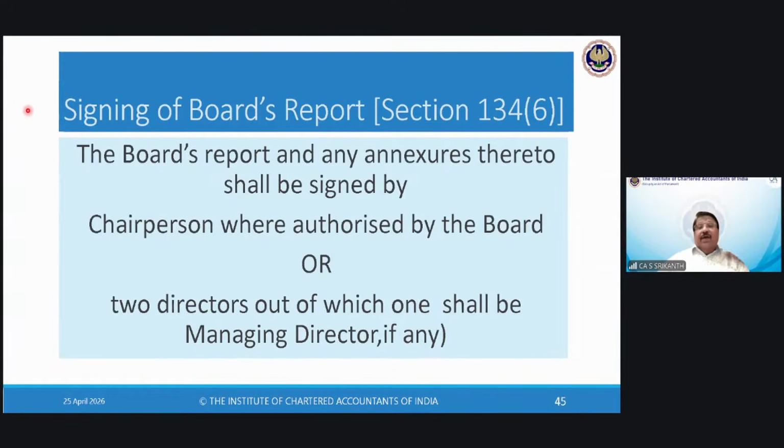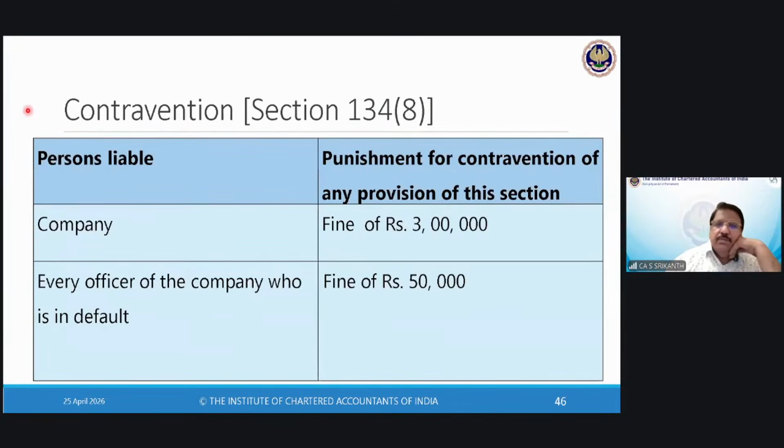There we saw signing and authentication of the financial statement. Here we are talking about signing of the board's report. Again, the chairperson, if authorized by the board, or 2 directors, out of which one shall be the MD. Here only these people. No need for the company CEO, CFO, company secretary and all. Any contravention of this section, the company is liable to a fine of 3 lakhs, and every officer of the company who is in default, 50,000 rupees.